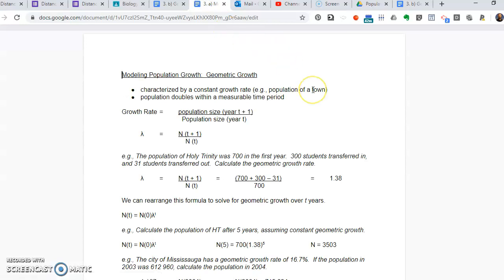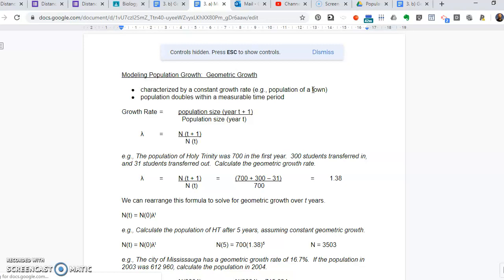Now, this is the part I really wanted to focus on, which is how we calculate geometric growth. This is best illustrated by looking at an example. When we're looking at growth rate, we use the Greek symbol lambda. The population size at the first year is in the denominator, and the numerator is the new population size. In this example, the population of Holy Trinity was 700 in the first year. That goes on the bottom. That's n at time t.